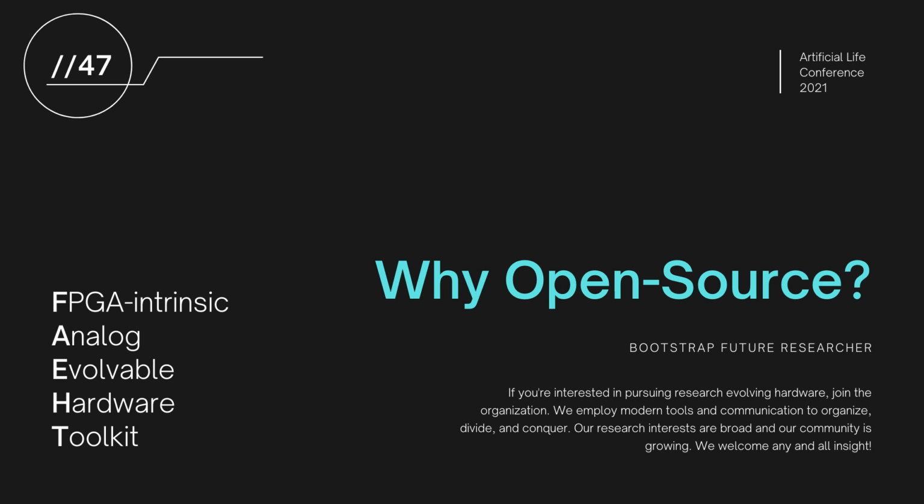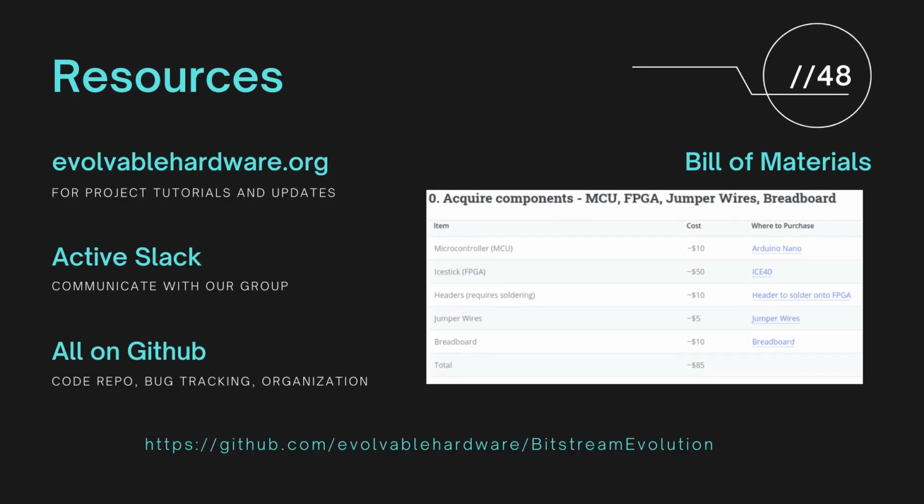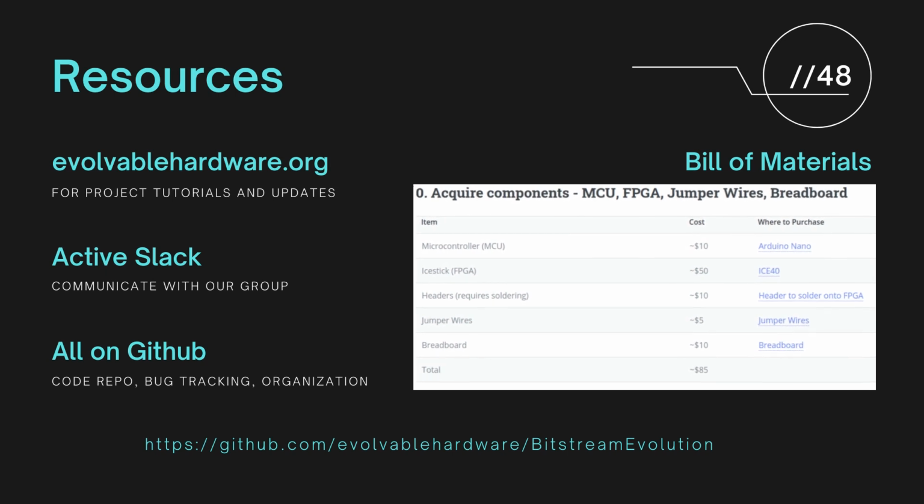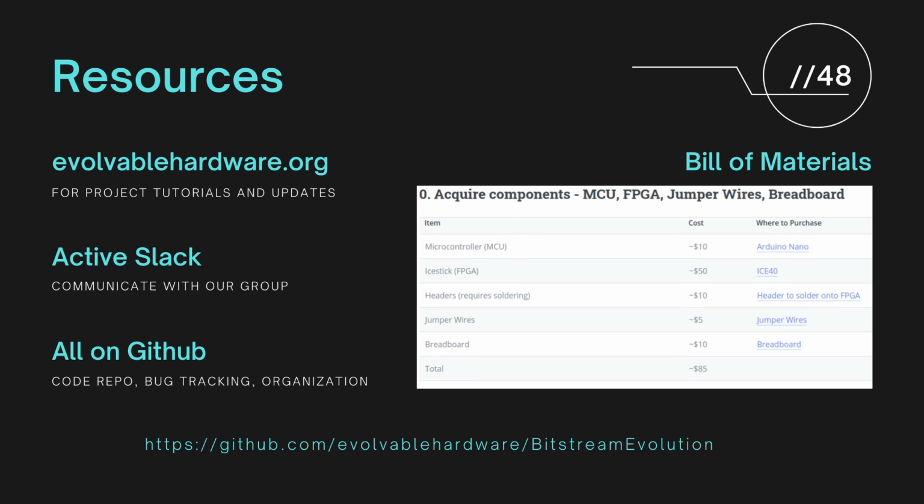that remain. We have published our code, materials, setup, tutorials, and troubleshooting techniques at evolvablehardware.org and GitHub. Compared to the industry-grade components used in past experiments, costing thousands of dollars, the work performed here was intentionally performed with inexpensive, off-the-shelf parts totaling $85. You can find the bill of materials, setup instructions, and more project ideas at evolvablehardware.org.